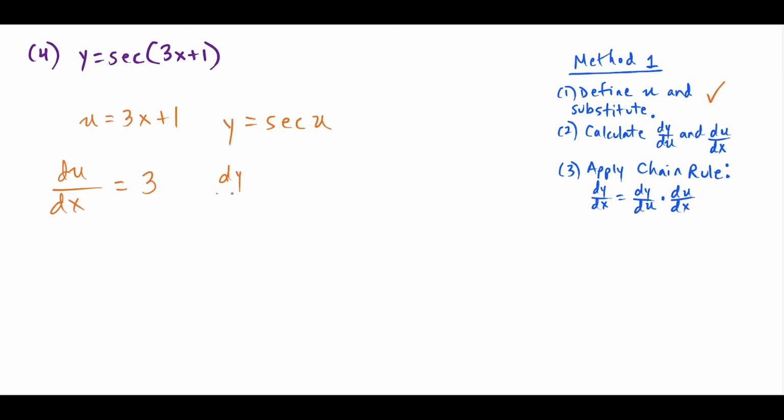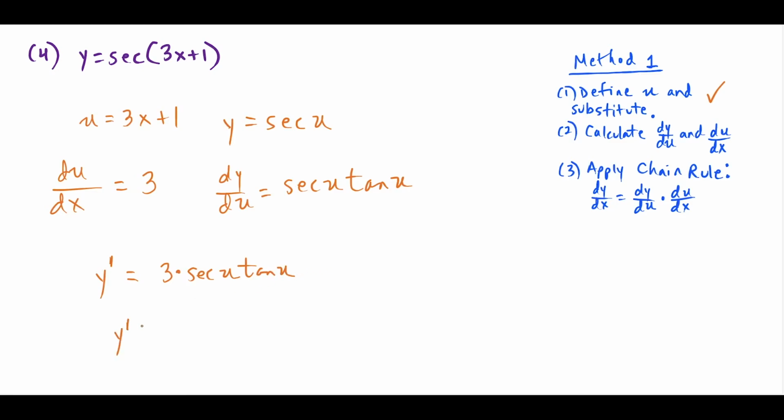And then here, dy/du, the derivative of secant u with respect to u, is going to be secant u times tangent u. So when I want to find our derivative here, dy/dx, or I could say y prime, we'll practice naming this many different ways. The derivative is equal to dy/du times du/dx. The order that I multiply these doesn't matter. I could say du/dx times dy/du. So ultimately, I'm multiplying 3 times secant u tangent u.